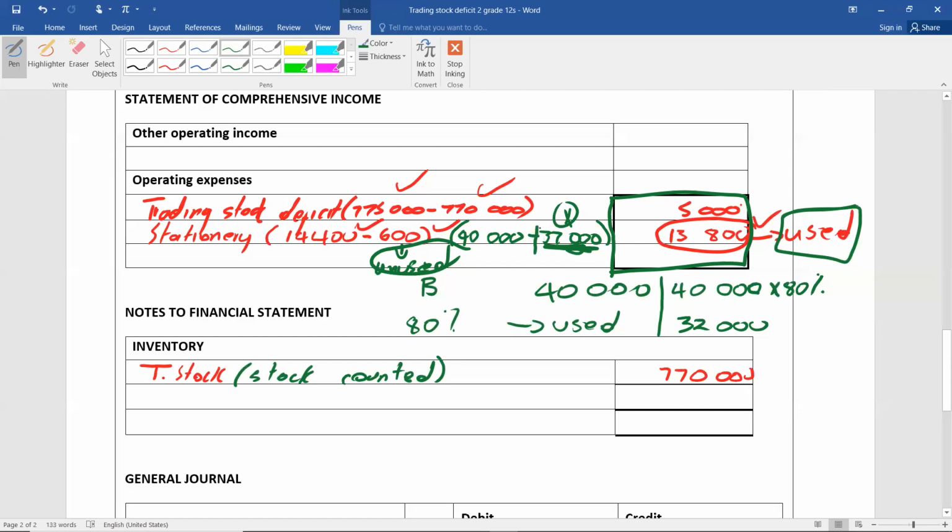Because immediately when you put the one that is used here, you're simply saying my total stationery is 40,000, and I'm minusing what has been used. So I'm taking my total stationery and minusing what has been used. What are you left with? You are left with unused. Meaning that you're putting unused in this column, after I told you that whatever goes into this column must be the used one.